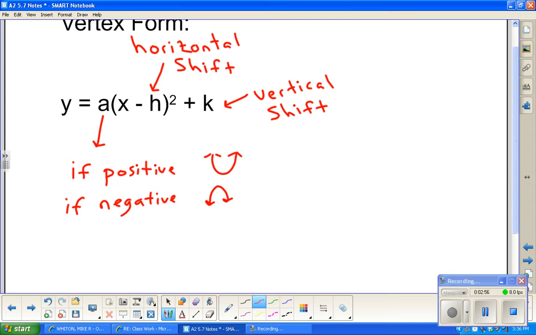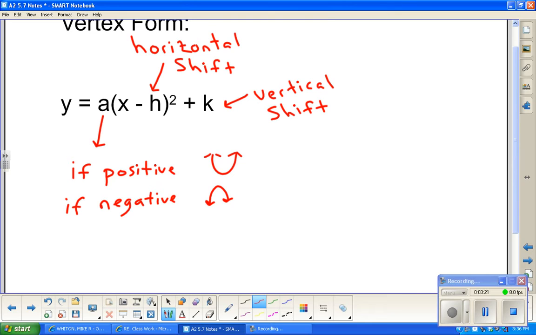So if those numbers aren't there, if they're zeros, then your graph is going to be centered at the origin. But if there's an h in there and if there's a k, your graph's going to be moved around a little bit. We'll see more of those as we go back and forth between the forms and a little bit later in the section. But that's a brief overview of what this form does. So we'll leave it at that for right now.